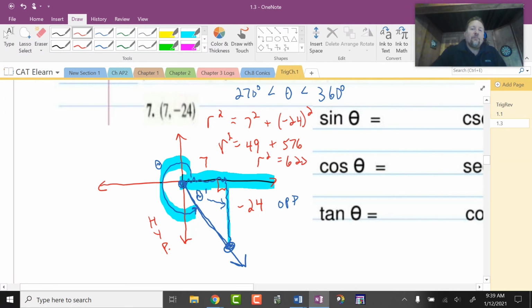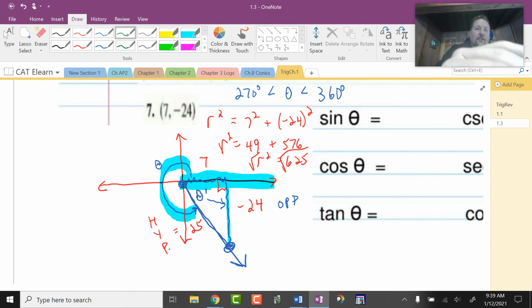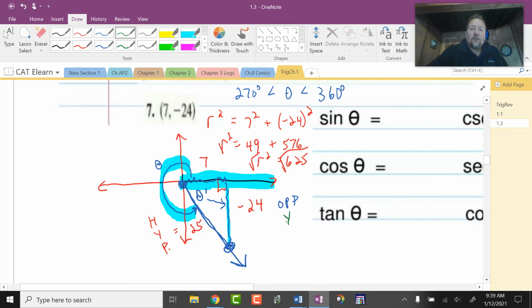Okay, but the people that put 25 looked at our Pythagorean triples: 7, 24, 25. So r equals 25. Okay, but now I'm going to do my conversions. The opposite is the y coordinate, y. The adjacent is the x coordinate, x. And this shall be called r from now on instead of the hypotenuse.